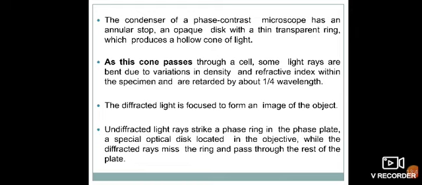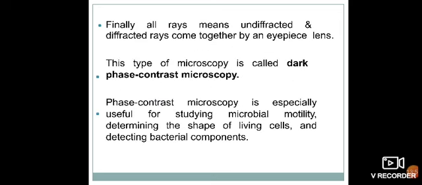Okay, the diffracted light is focused to form an image of the object. That much light only bombards the specimen and is reflected to the objective. Then finally all the rays, diffracted and non-diffracted, come together at the eyepiece lens. Both diffracted and non-deflected rays come in contact with your eyepiece.